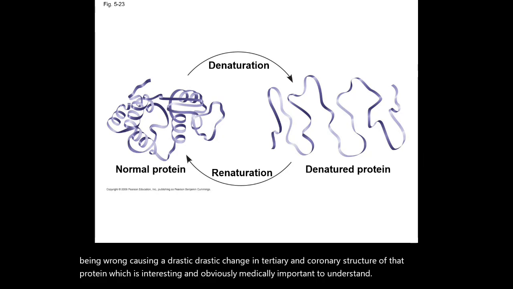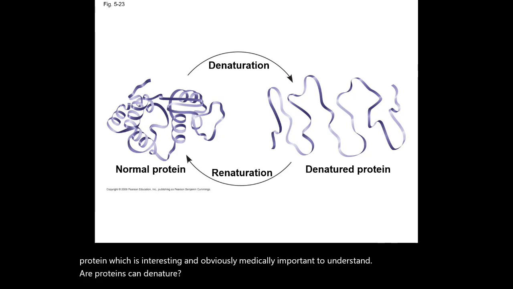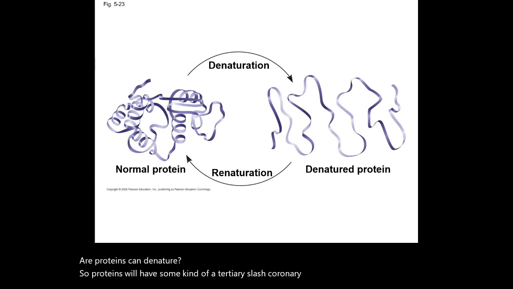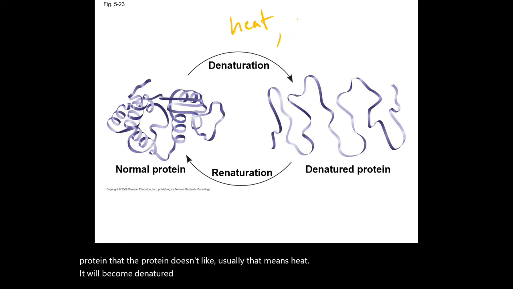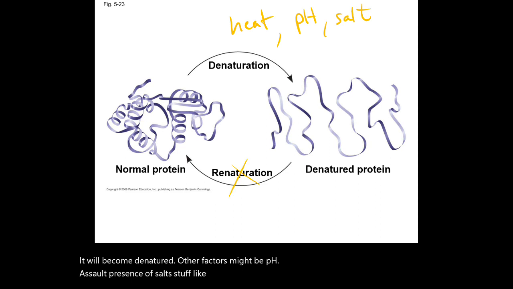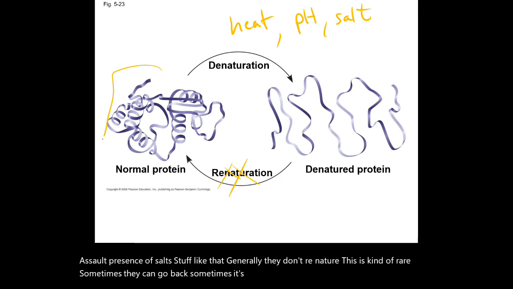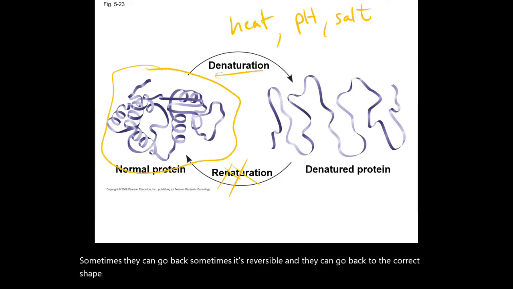Proteins can denature. So proteins will have some kind of a tertiary/quaternary structure, but if you do things to the protein that the protein doesn't like, usually that means heat, it will become denatured. Other factors might be pH, presence of salts, stuff like that. Generally they don't renature. This is kind of rare. Sometimes they can go back. Sometimes it's reversible and they can go back to the correct shape, but a lot of times this is permanent, where now it's broken and it can't come back.